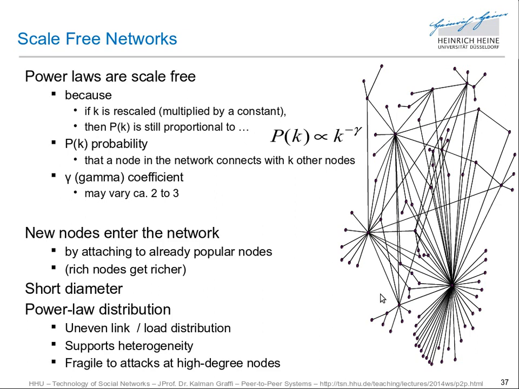Okay, the characteristics of the power law distributions are: we have uneven link and load distribution, as you can see here on the graph, but it supports heterogeneity. Another shortcoming is that it is very fragile to attacks, because if we turn off this high degree node, the whole network may collapse.